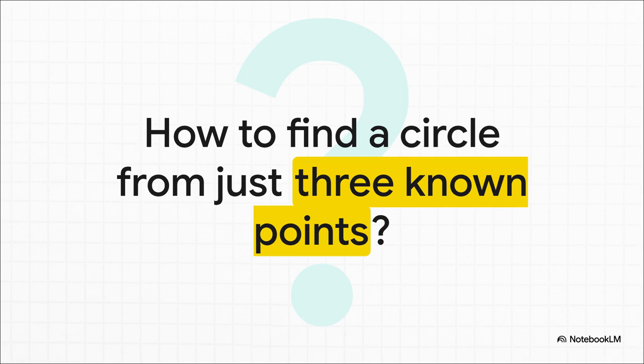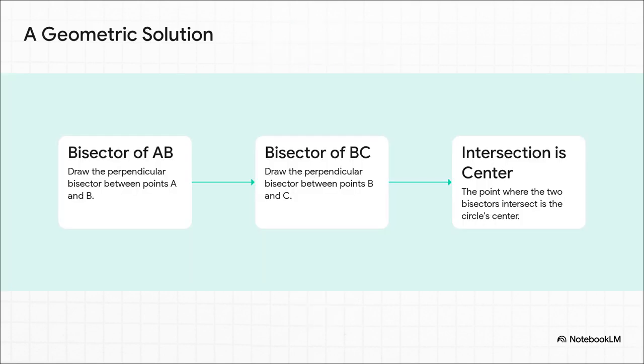How on earth do we even begin to figure this out? This puzzle has such a cool, elegant solution. Just think about it. The center of the circle has to be the exact same distance from all 3 points, right? So let's take 2 of the points, A and B.